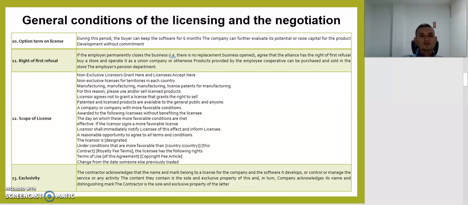11. Right of first refusal. If the employer permanently closes the business. And 12. Scope of license.